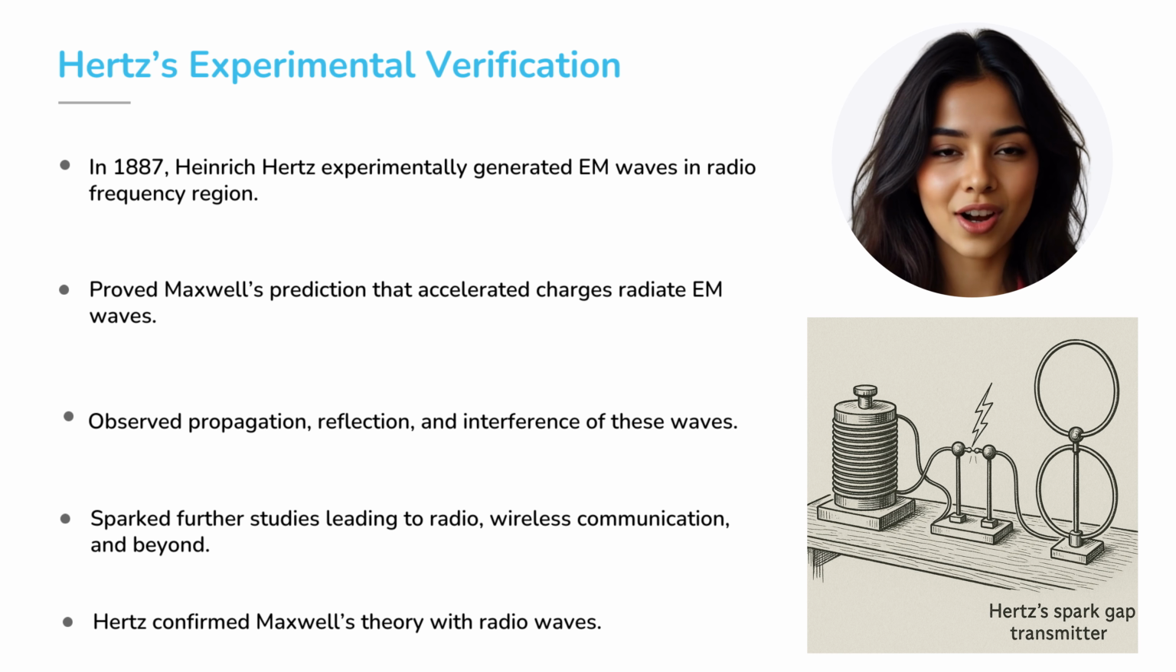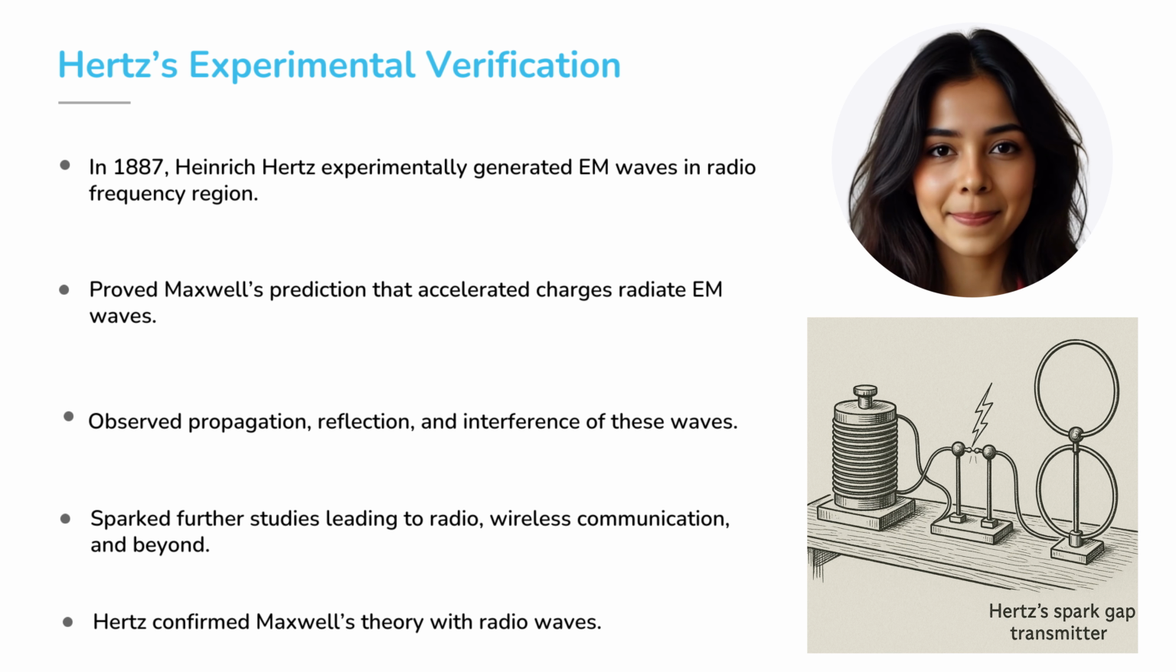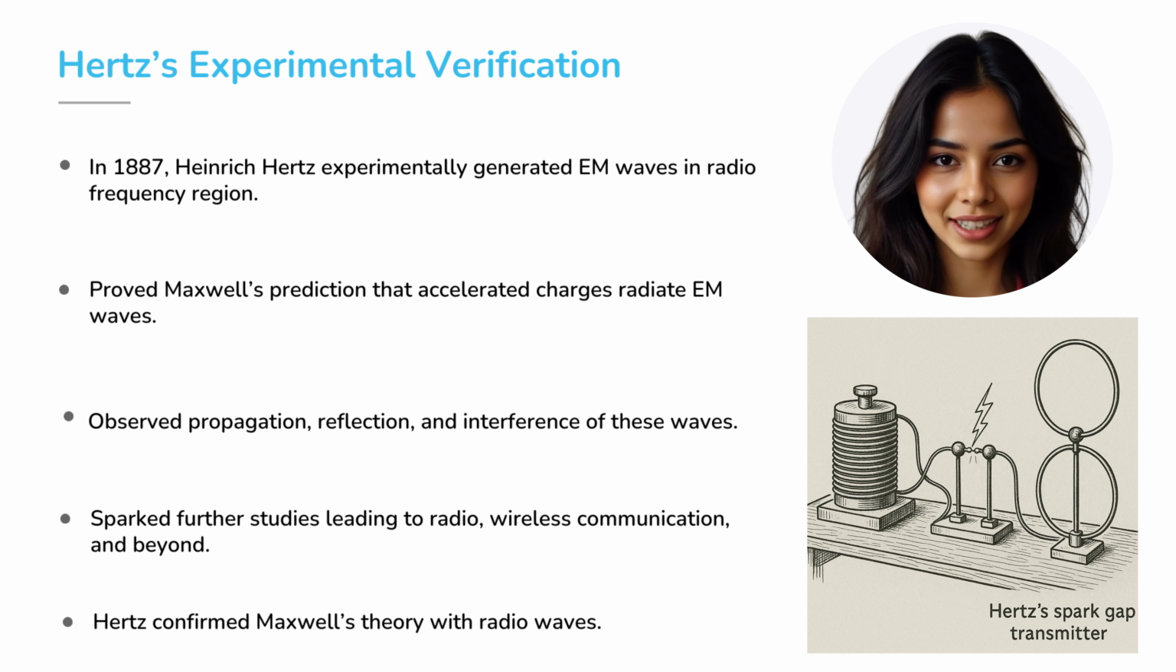And now comes the hero of the story, Heinrich Hertz. In 1887, he managed to generate and detect electromagnetic waves in the radio frequency range. He built a clever spark gap transmitter, and for the first time, humans saw Maxwell's predictions come true. Hertz showed that EM waves could reflect, refract, and interfere, behaving just like light. This experiment didn't just prove Maxwell right, it laid the foundation for radio, radar, and the entire wireless communication industry. Imagine, every Wi-Fi signal today owes a little thank you to Hertz's sparks.